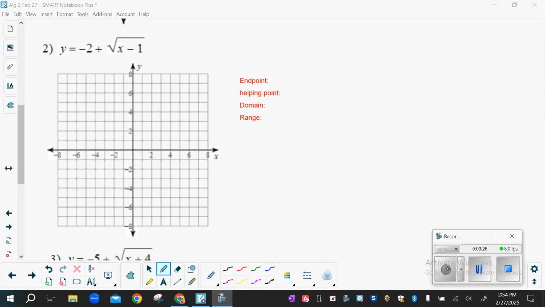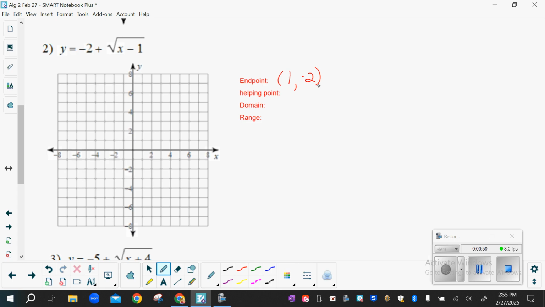So what is my endpoint on this one? Back here, tell me what my endpoint is. Very good. So she got the 1 from inside the square root and the -2 outside it. The same idea as what we did yesterday, it's just switched around a little bit.